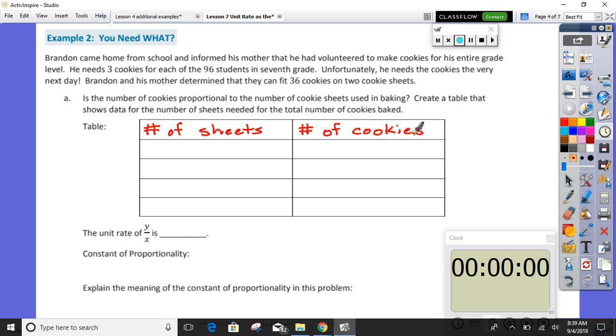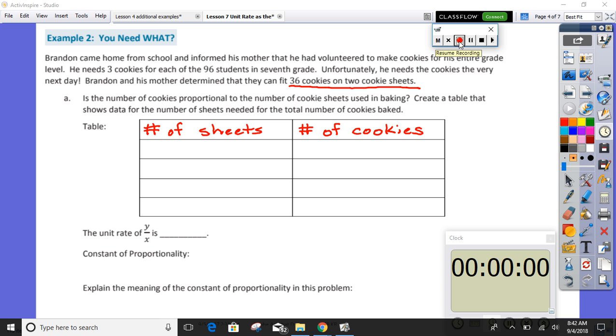Okay, so I'm going to give you some time to discuss this in your group. You can choose whatever numbers you want to use here. I would recommend that you start with what he talked about here, that 36 cookies fit on 2 cookie sheets. So that should be the first thing that goes in your table. You may use whatever numbers you want for the rest of it. So discuss A and B.